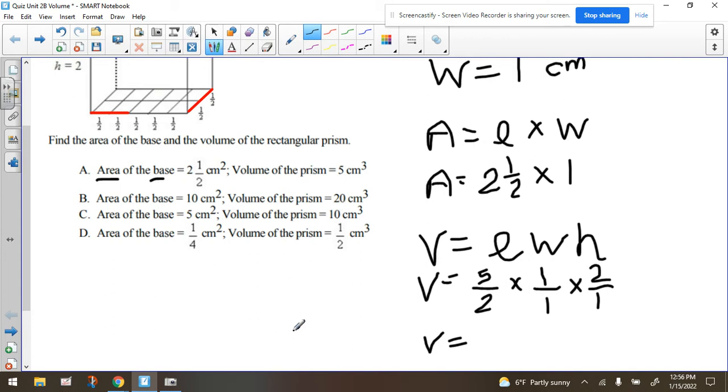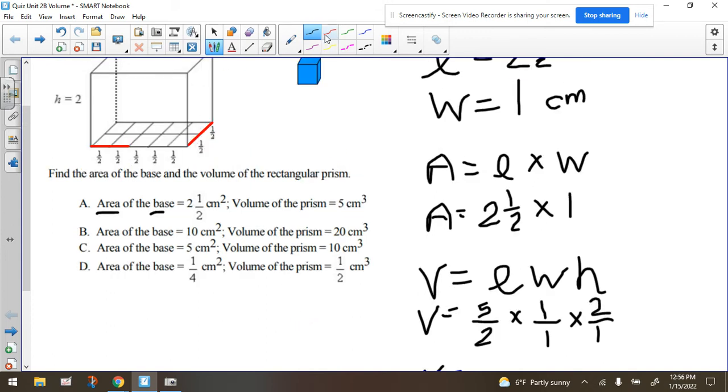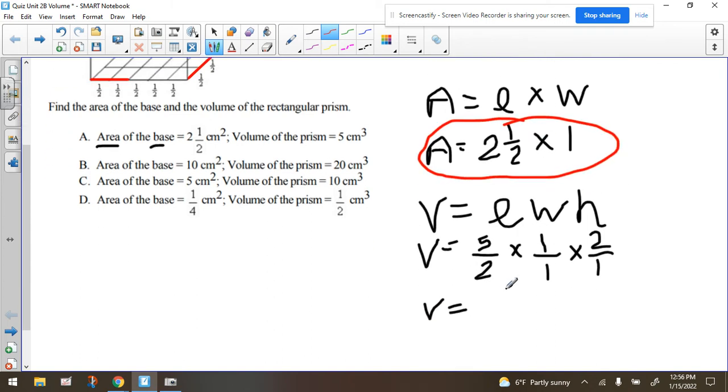So remember, there's two parts. You have to find the area, and you're going to find that by multiplying this, and you have to find the volume. Multiply these three values to get the volume.